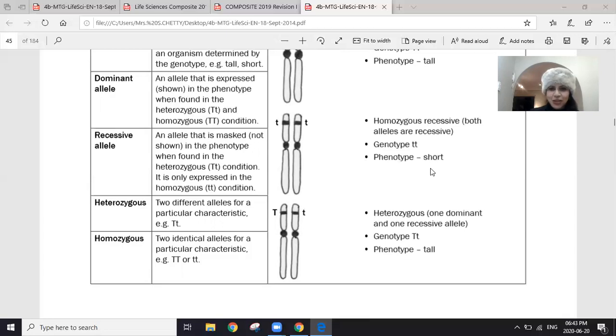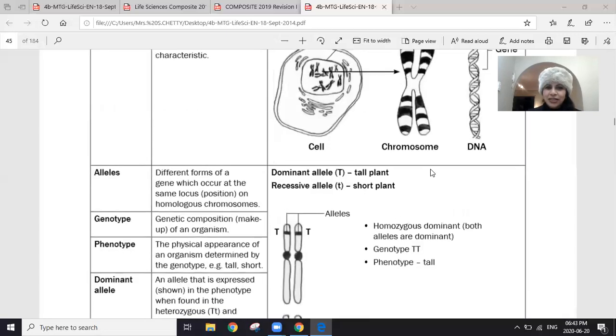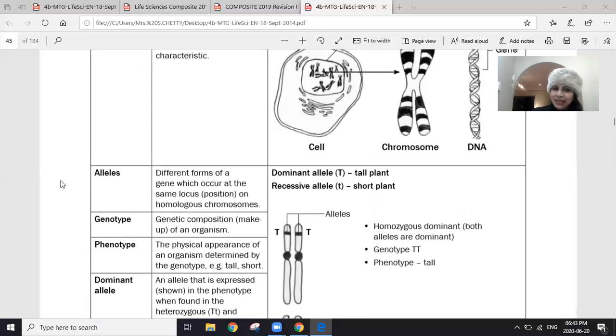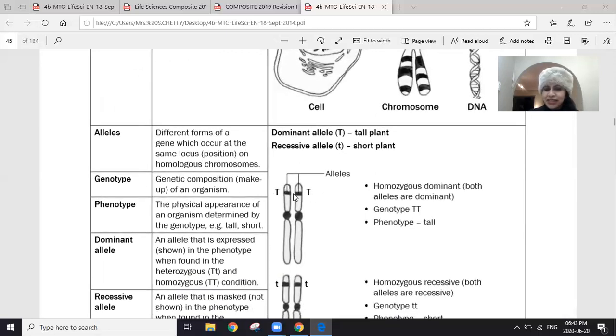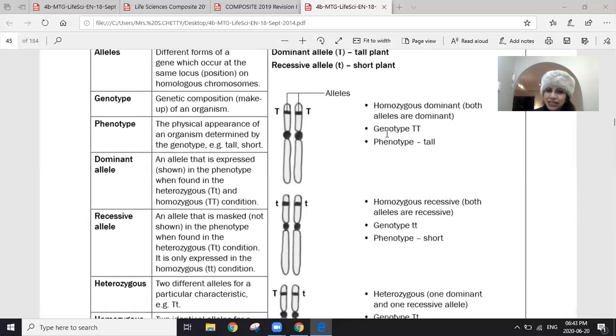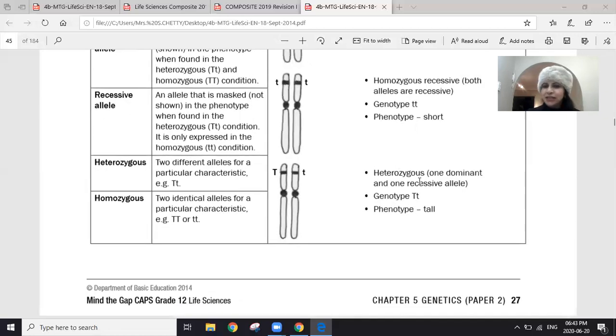Good. So how many terms have you come across? Alleles, different forms of a gene appearing in the same locus. Genotype, the genetic composition. Phenotype, the physical appearance, either tall or short in this case. Dominant allele, you can be homozygous dominant or you can be heterozygous dominant.